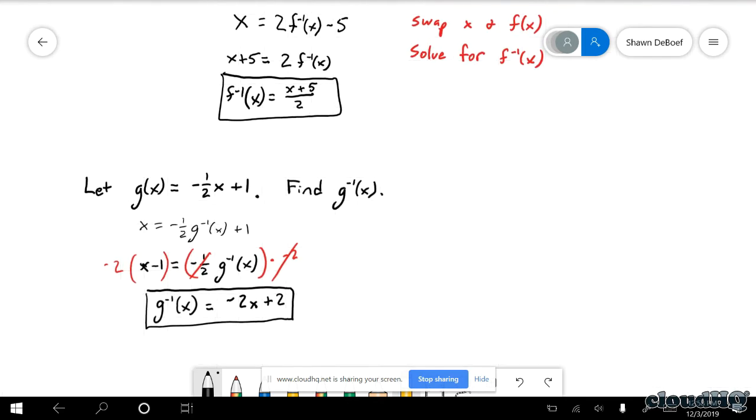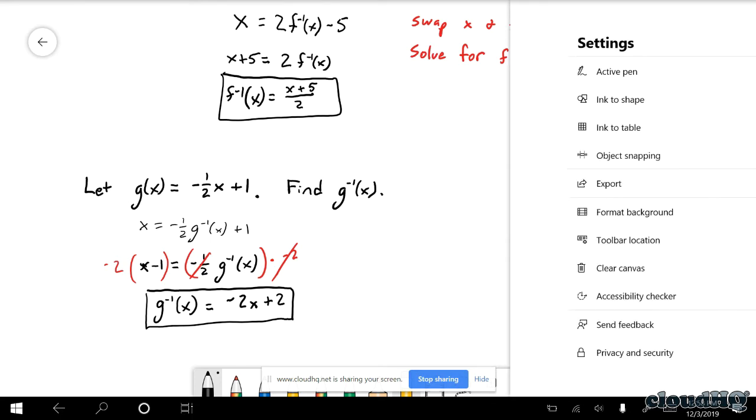That's how we would find an inverse of a function. But I want us to look at the graphs of both of those functions. Let's start with that problem since I'm already right there. Let me bring up a grid.